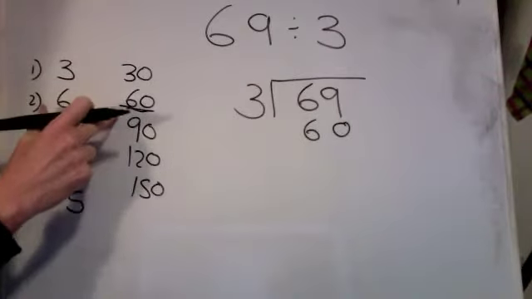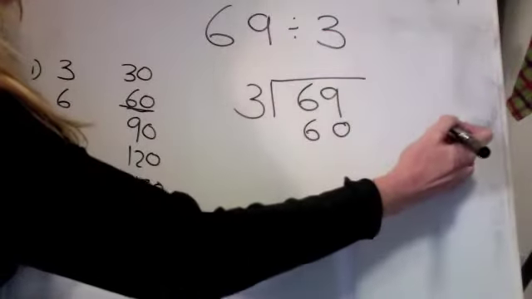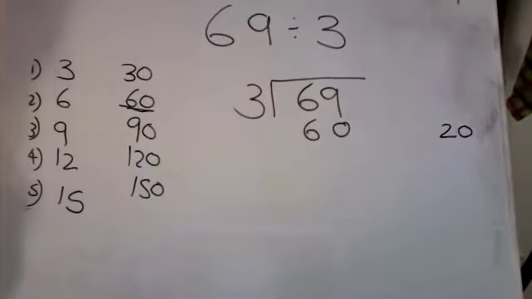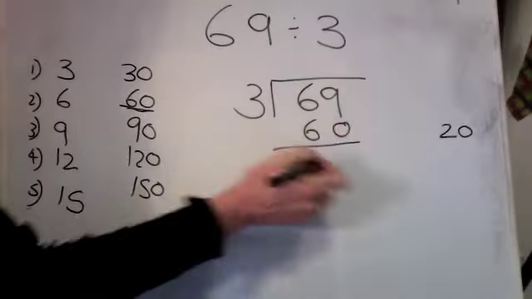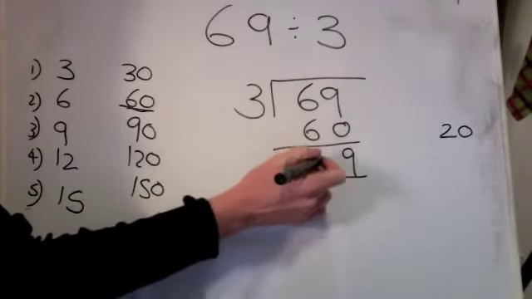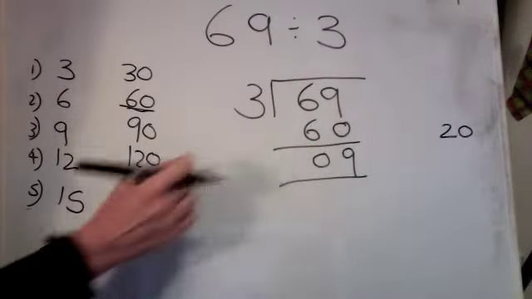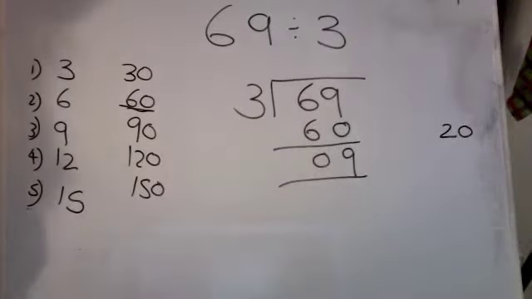60 is made by multiplying 3 20 times. So we'll write that over there. Let's see what the remainder is. 9 take away 0 is 9. 6 take away 6 is 0. The remainder is 9. I'm looking for a number as close to 9 as possible without going over.